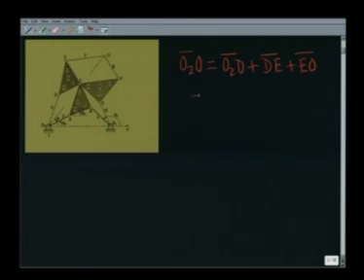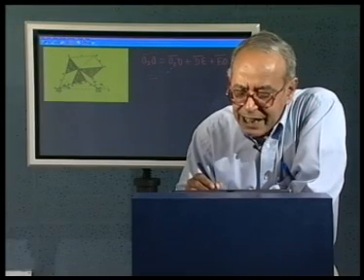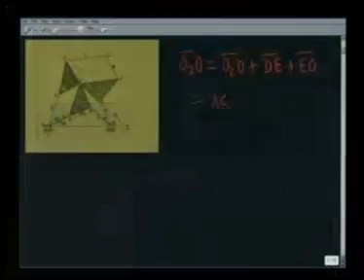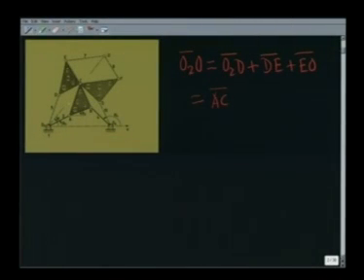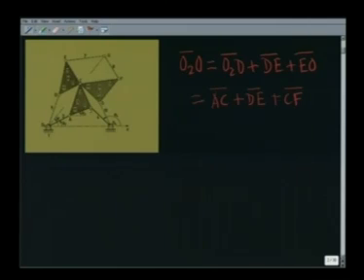So, now let me write the vector O2D as same as the vector AC, because they always remain parallel and of equal length, plus DE plus EO, which is same as CF, because CF and EO always remain parallel and of equal length. Now, the vector AC can be written as AC by AB into vector AB.